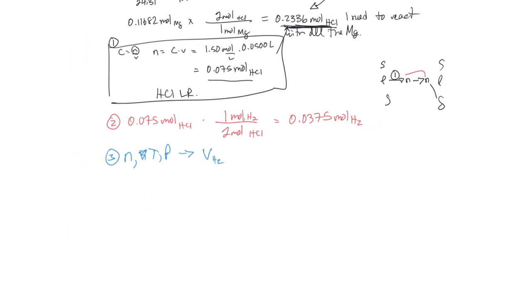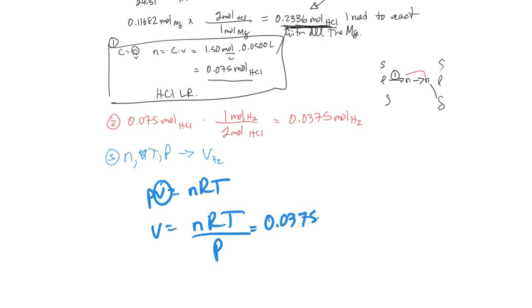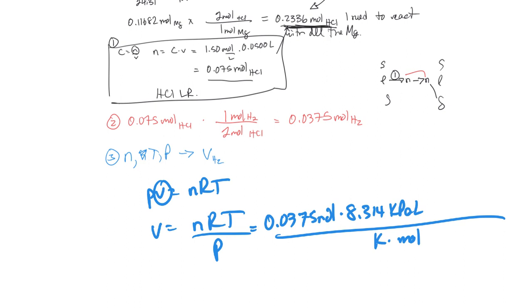Okay, so my formula is PV equals nRT. I'm looking for volume, so it's nRT over P. Moles, I just figured those out. Universal gas constant. Temperature was STP, so 273.15. And the pressure is at STP, so it's 100.0 kilopascals. So those cancel out, the kelvins cancel out, the moles cancel out.